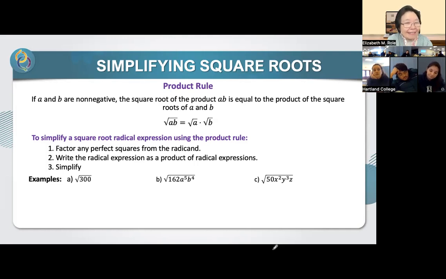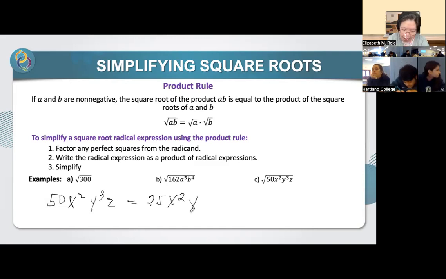25 times 2. Yes, that's 25 times 2. And then your x squared is already a perfect square. But your y cubed, you'll have to factor it as y squared and y. And then the z remains as it is. So you now have your 50x squared y cubed z can be factored as 25x squared y squared times 2yz, right?